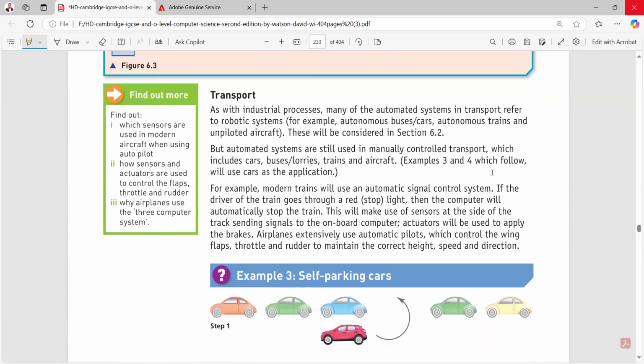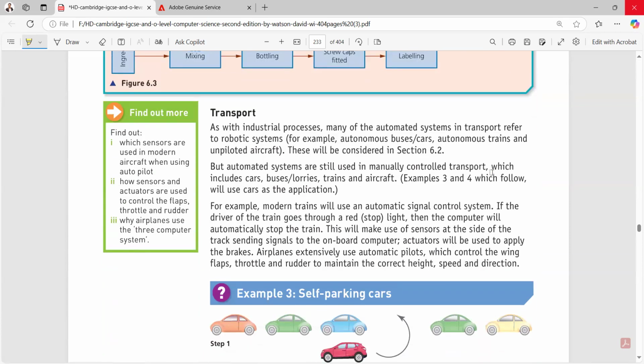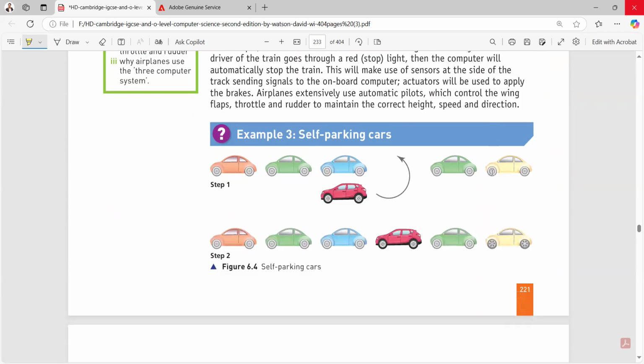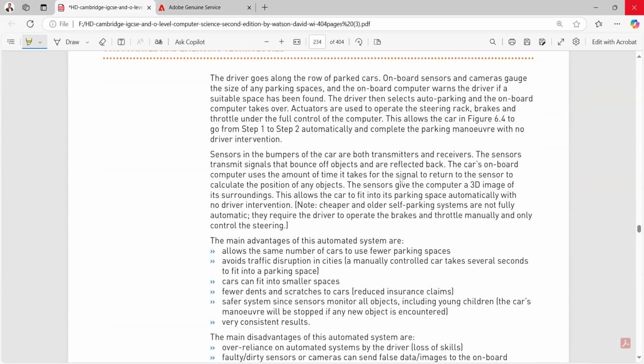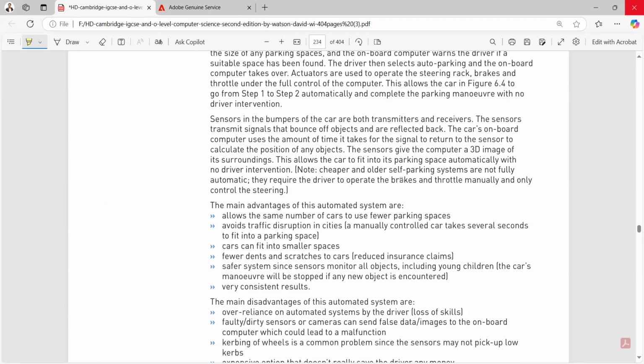Now, here is another example for the transport industry. In the transport industry, you have autonomous cars that are parked with the help of sensors. Like you have sensors available on the front and the back and the right and left of your car. So your sensor measures the value all around the place and parks the car. So self-parking cars are an example of that.